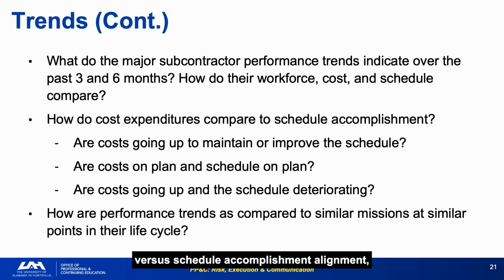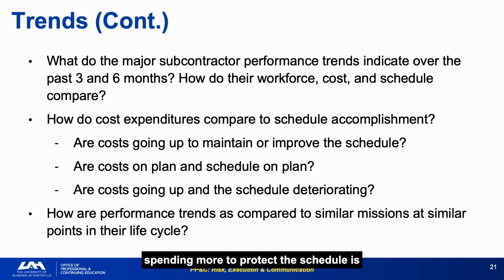Subcontractor performance trends, cost versus schedule accomplishment alignment, and the cost-schedule interaction question. Are costs going up to buy schedule, or are both deteriorating? Round out the forward-looking trend picture. The question of whether costs are going up to maintain the schedule is one of the most important diagnostic questions in the entire checklist because it distinguishes two very different program situations with similar surface-level symptoms.